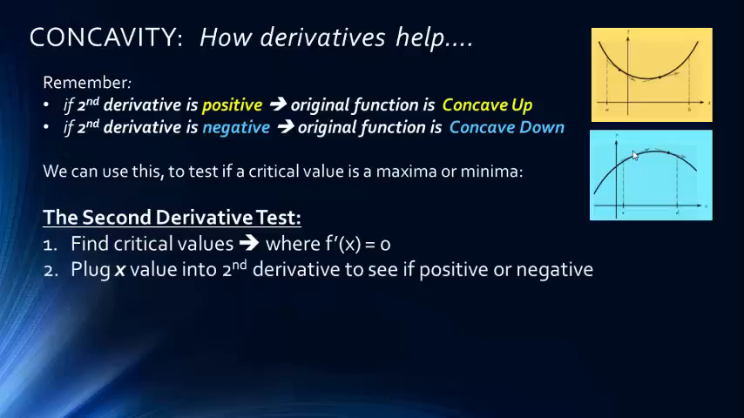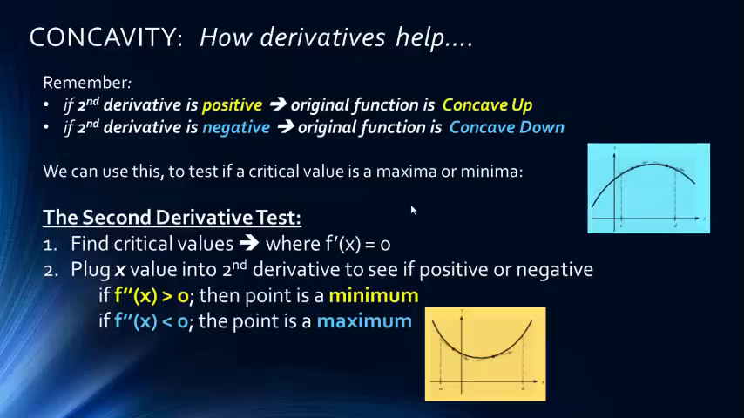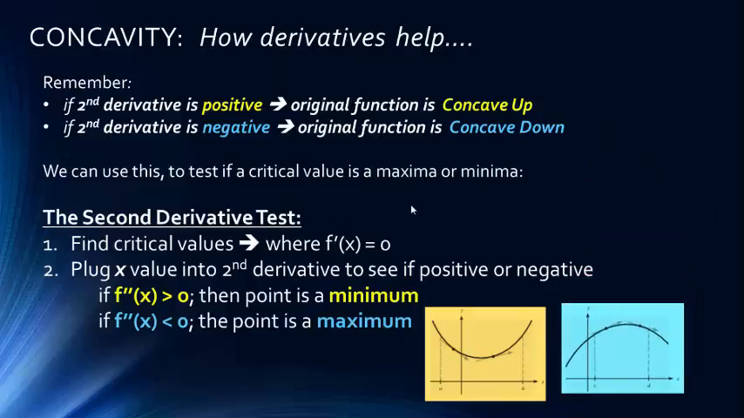So the second derivative test says you find the first derivative and set it equal to 0. Again, these give us our critical values, where we have a max or a minimum. Then we find the second derivative and plug the critical x values into it, and see if it's positive or negative. If it's positive, then we have a minimum, because we have concave up, we have a valley. And if it's less than 0, then we have a maximum.